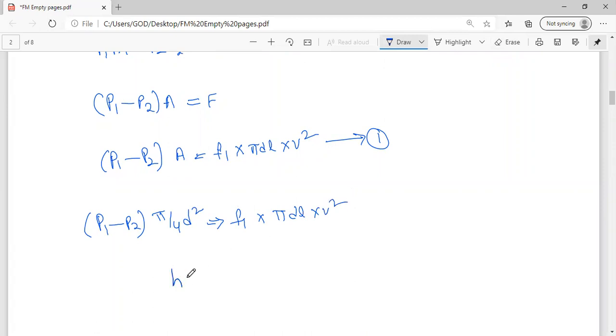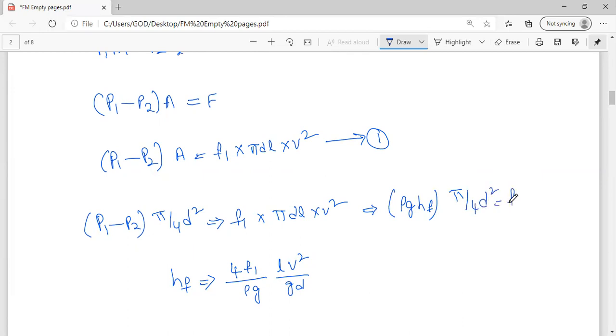Now from that, if you write HF is equals to, we are getting a value of 4F1 by rho g into LV square by GD. Now from where are we getting this? Because P1 minus P2 can be written in another step as rho g HF into pi by 4 into d square, which is equals to F1 into pi dl into V square. From this I got HF.